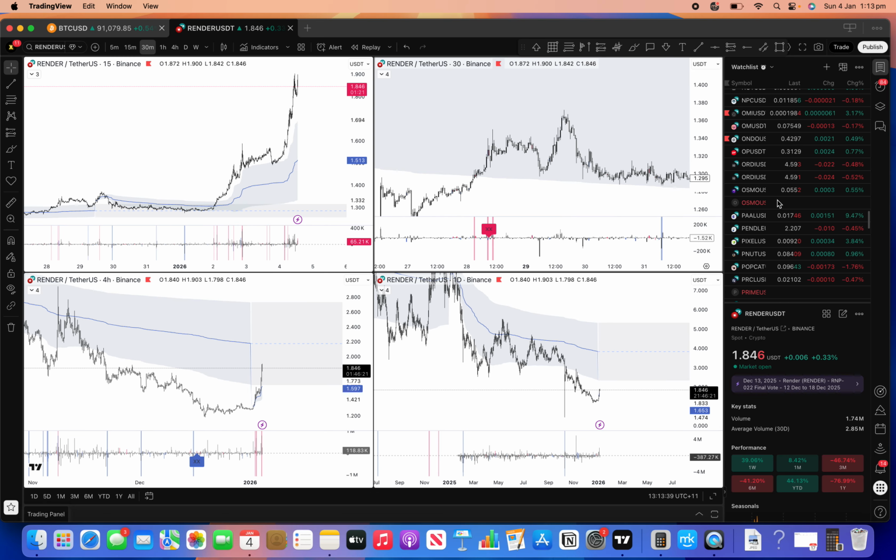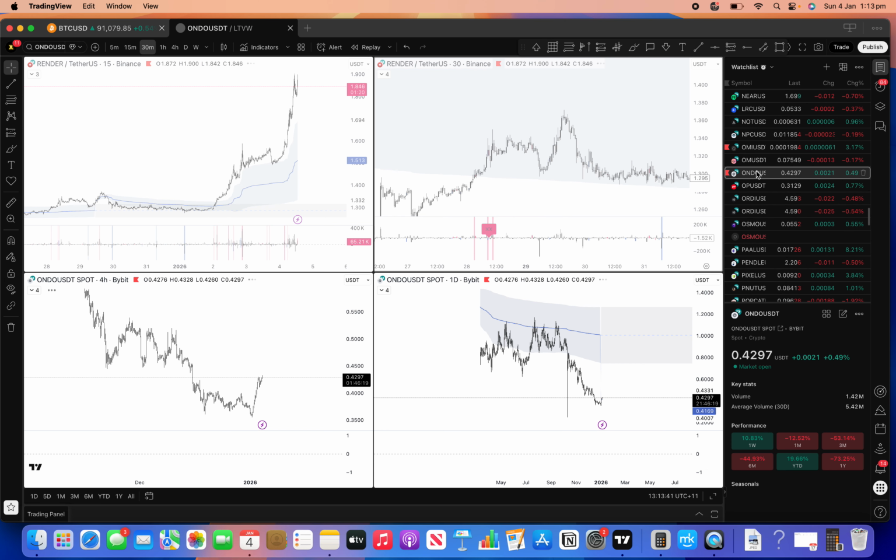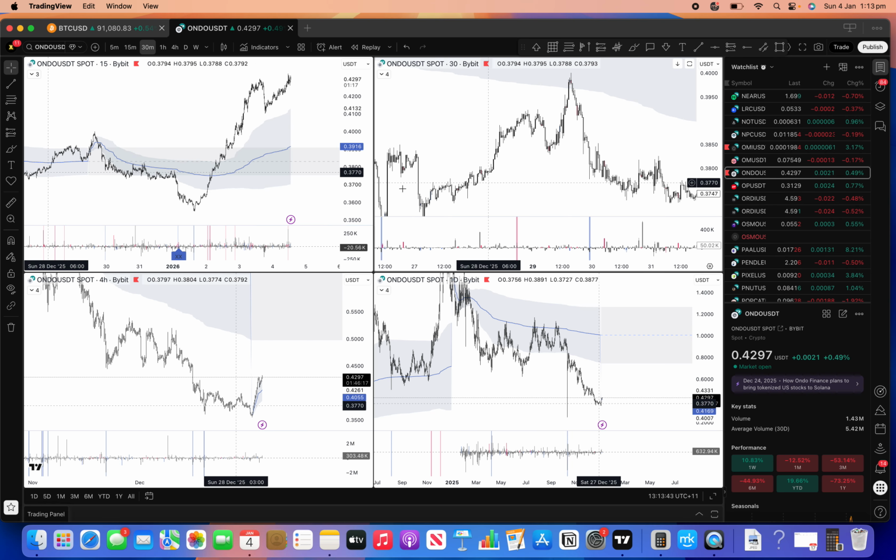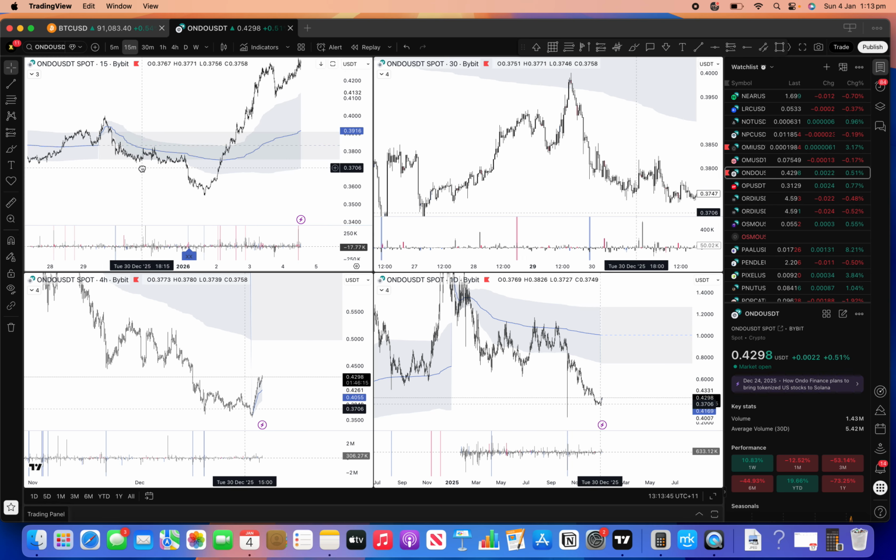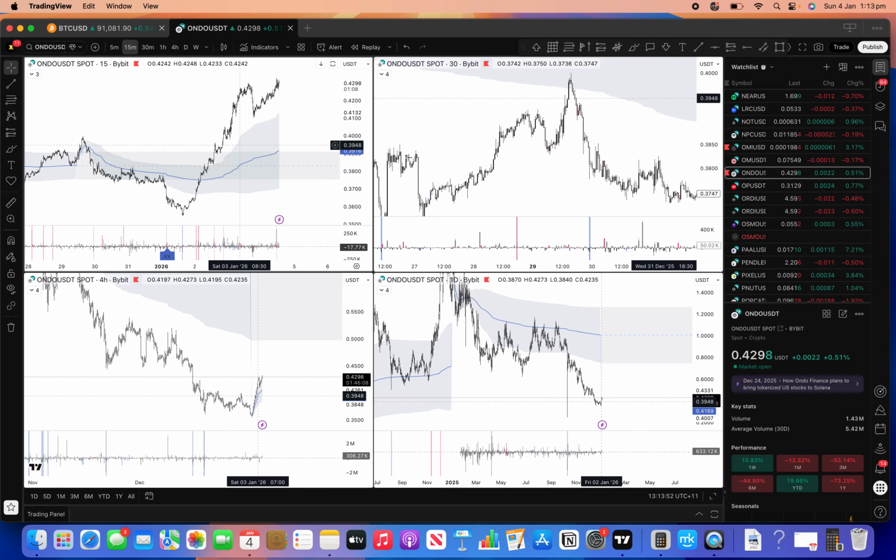What else have we got? Let's have a look at Ondo. Ondo 15-minute chart. As you can see, Delta X firing into the lows here. Another good rally out of it.